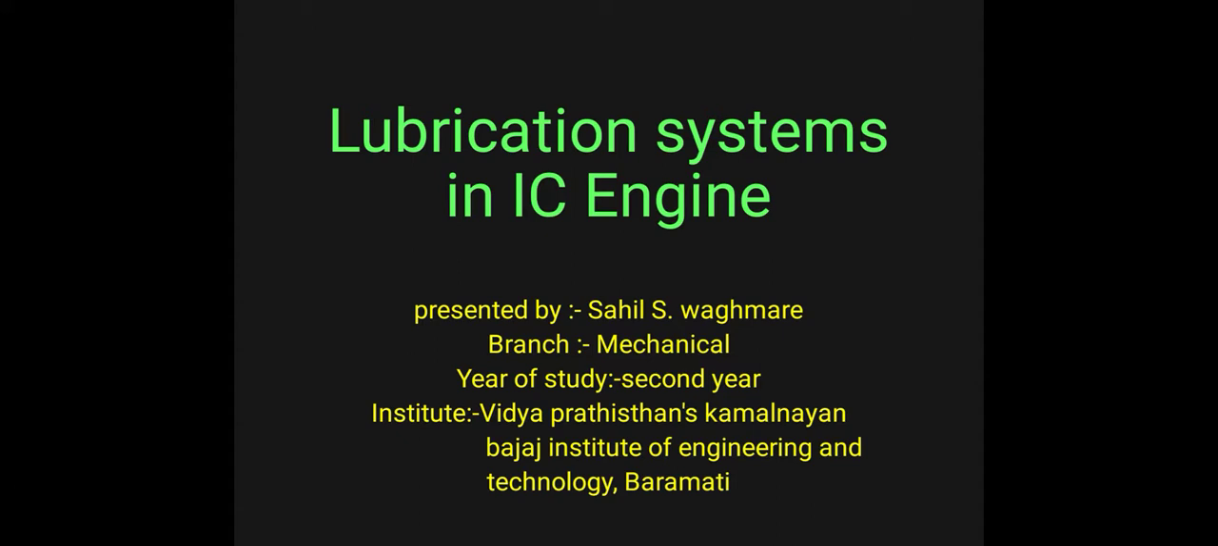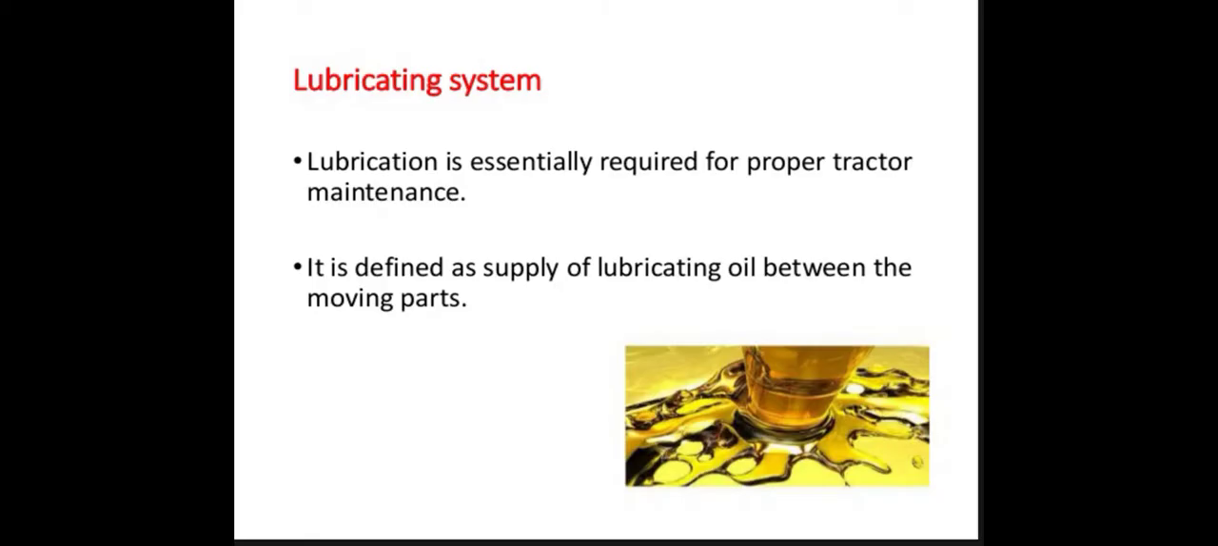So what is a lubrication system? Lubrication is essentially required for proper maintenance. It is defined as the supply of lubricating oil between moving parts.